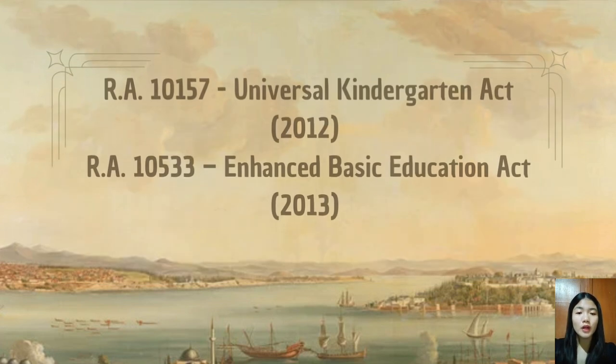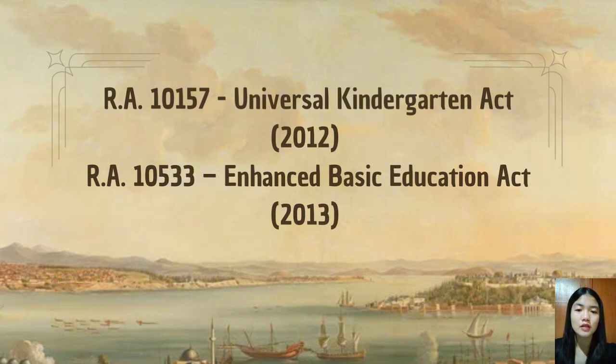In the Philippines, we also made major changes to meet the challenges and the goals of Education 4.0. In 2012, RA 10157, the Universal Kindergarten Act, made kindergarten mandatory for all Filipino children. Then in 2013, RA 10533, the Enhanced Basic Education Act, introduced the K-12 curriculum to better prepare students for global standards.